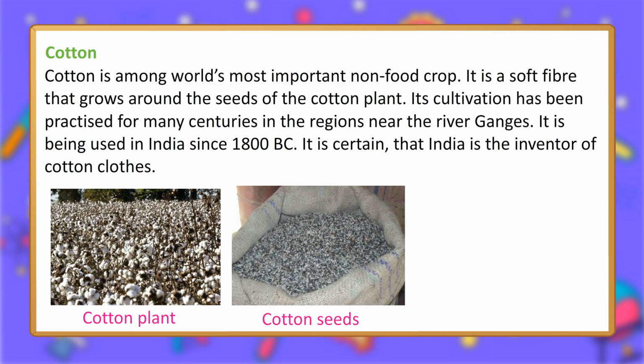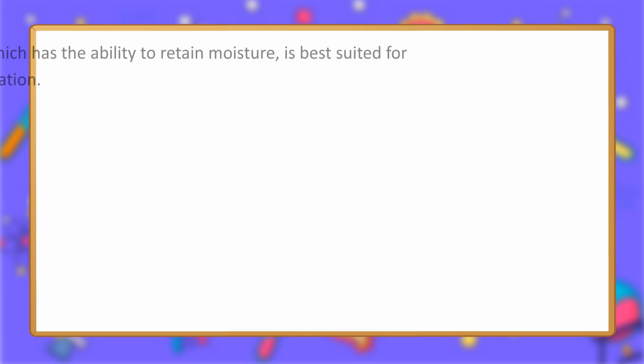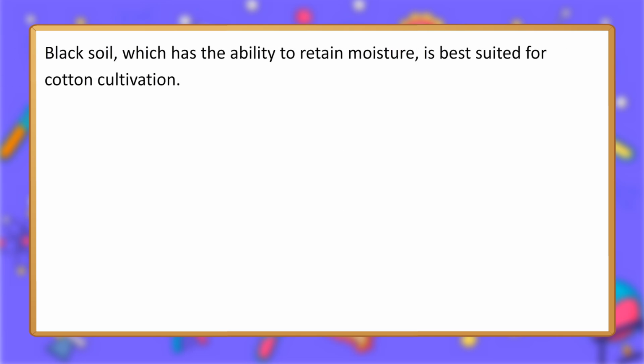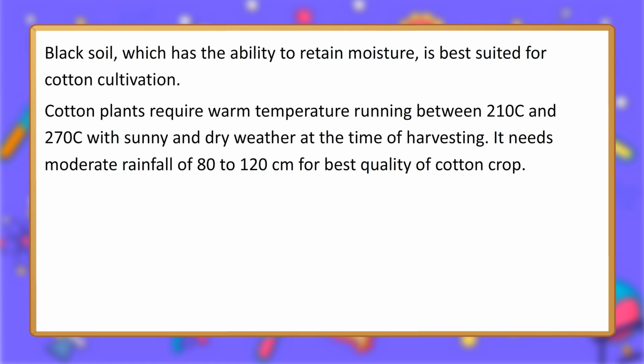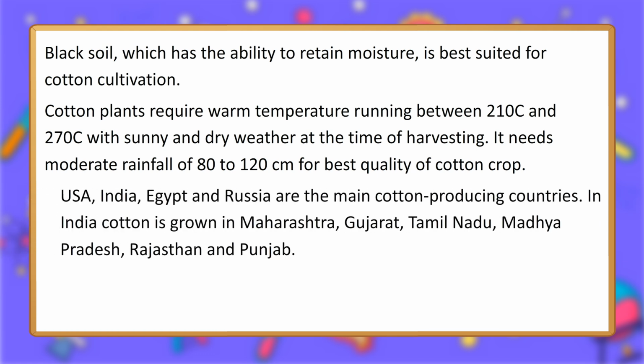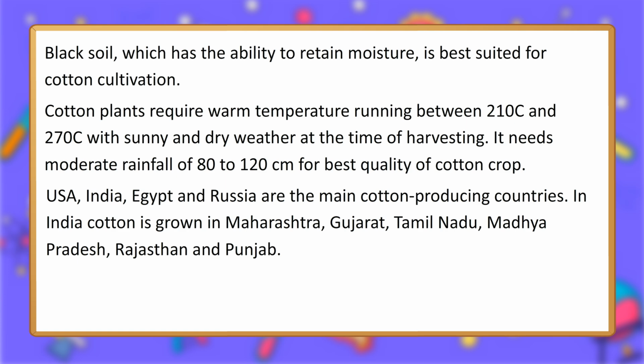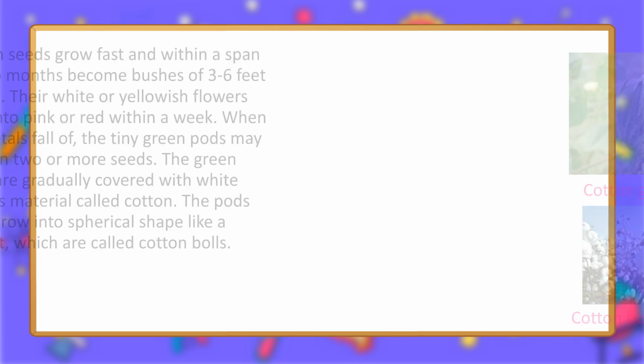Cotton plant. Cotton seeds. Cotton bolls. Black soil, which has the ability to retain moisture, is best suited for cotton cultivation. Cotton plants require warm temperature running between 21°C and 27°C with sunny and dry weather at the time of harvesting. It needs moderate rainfall of 80 to 120 centimeters for best quality of cotton crop. USA, India, Egypt and Russia are the main cotton-producing countries. In India, cotton is grown in Maharashtra, Gujarat, Tamil Nadu, Madhya Pradesh, Rajasthan, and Punjab.